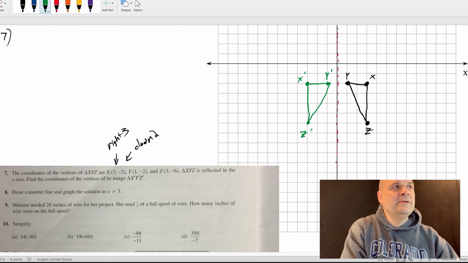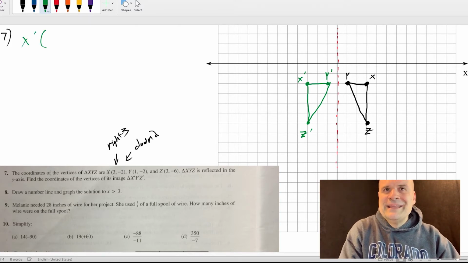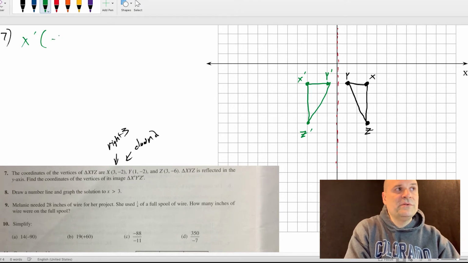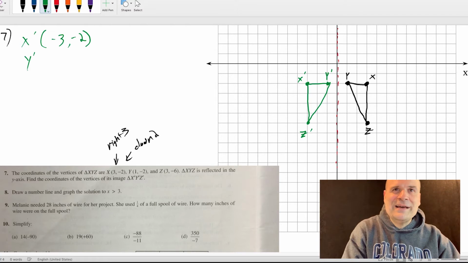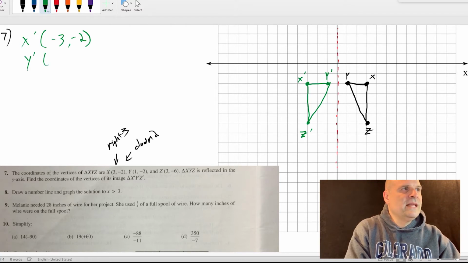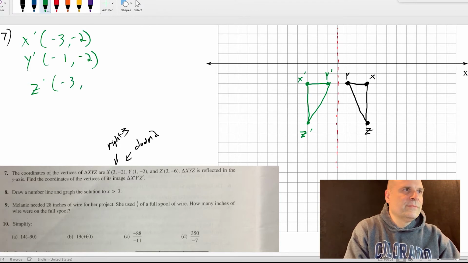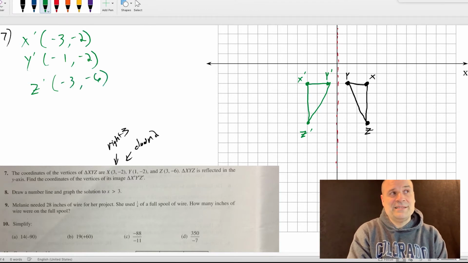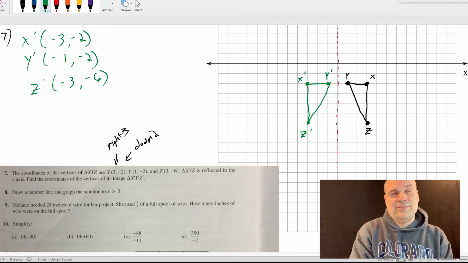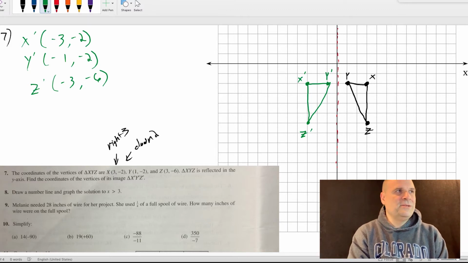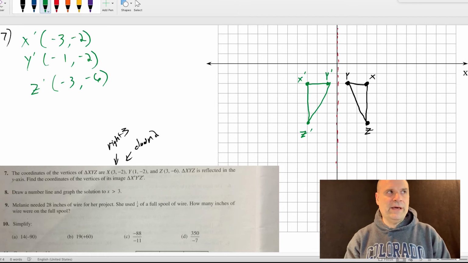So what are these coordinates? Okay, well, X prime is gonna be, well, how do you get there from the origin? Well, you have to go left 3 and then down 2. Y prime, left 1, down 2. And then Z prime is left 3, down 6. Okay, so the only difference between X and X prime is this 3 is now a -3. The only difference between Y and Y prime is that 1 turned into a -1. So you're just oppositizing the X value in number 7.